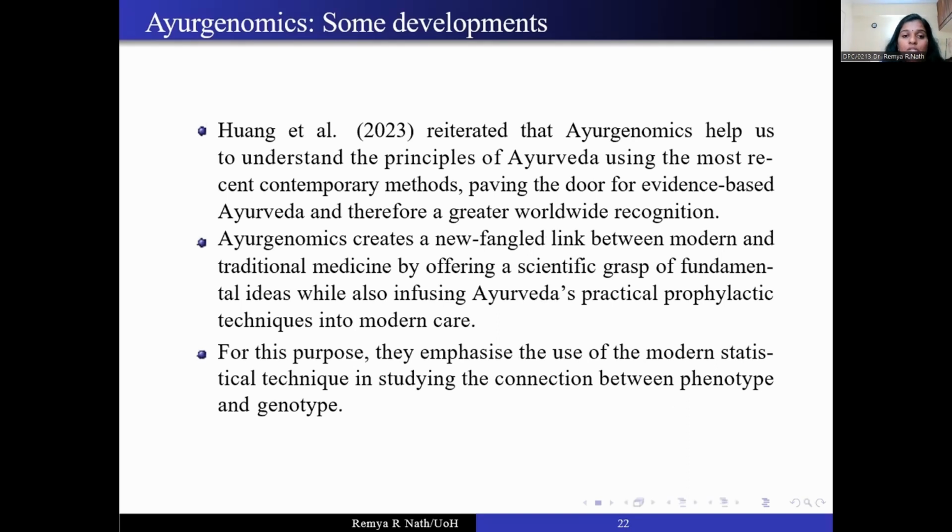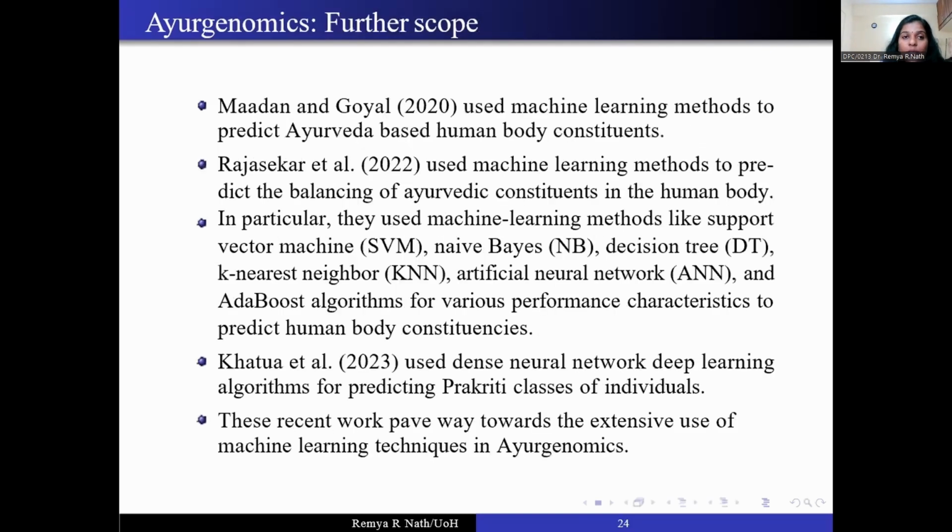Huang et al. in 2023 reiterated that Ayurgenomics helps us to understand the principles of Ayurveda using the most recent contemporary methods, paving the door for evidence-based Ayurveda and therefore greater worldwide recognition. Ayurgenomics creates a new link between modern and traditional medicine by offering a scientific grasp of fundamental ideas while also infusing Ayurveda's practical prophylactic techniques into modern care. For this purpose, they emphasize the use of modern statistical techniques in studying the connection between phenotype and genotype.